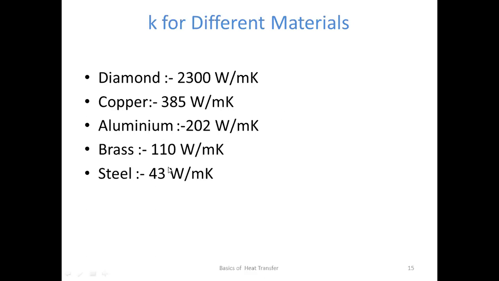Aluminium, brass and steel. Steel has less thermal conductivity as compared to copper, hence copper is more costly. We are using copper as a conductive material. It is also a good electrical as well as thermal conductor. Hence it is used in electrical wire as well as for thermal transfer of heat.